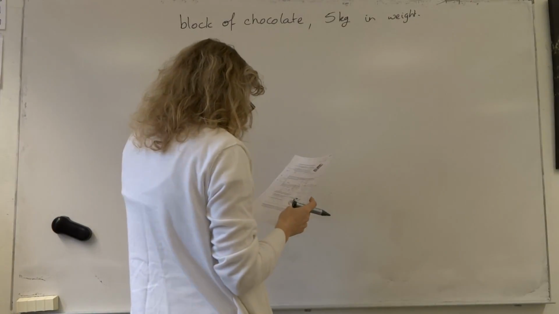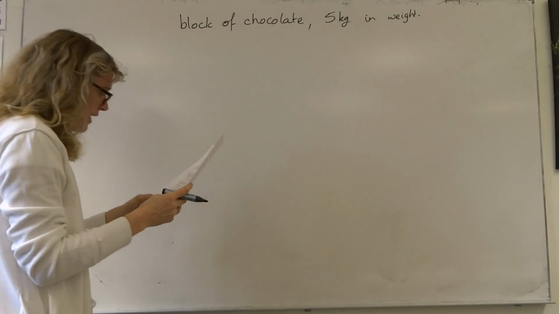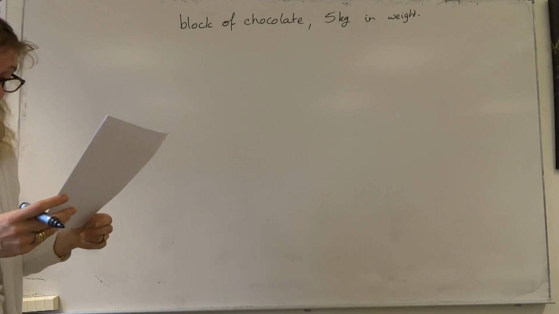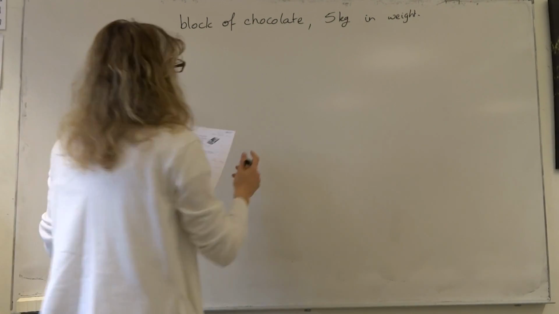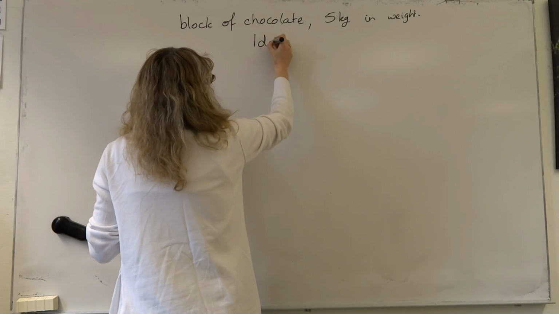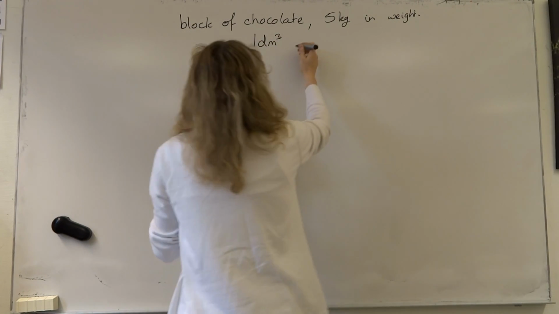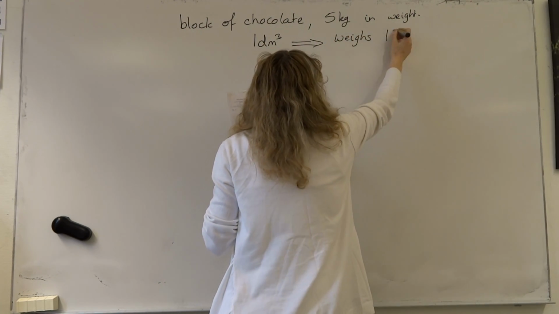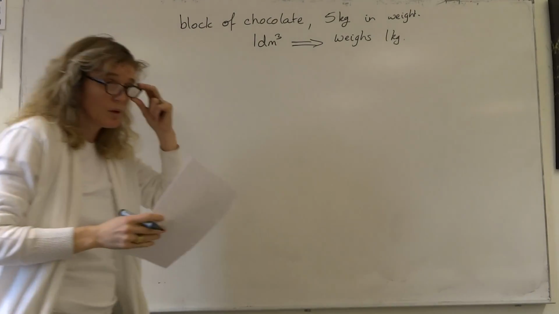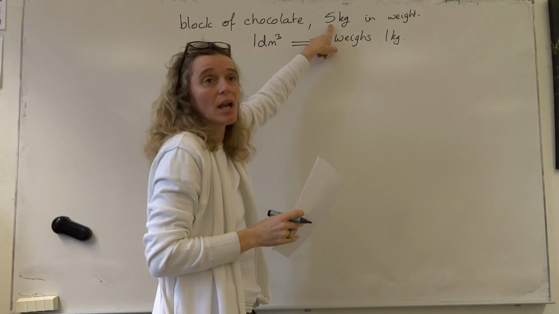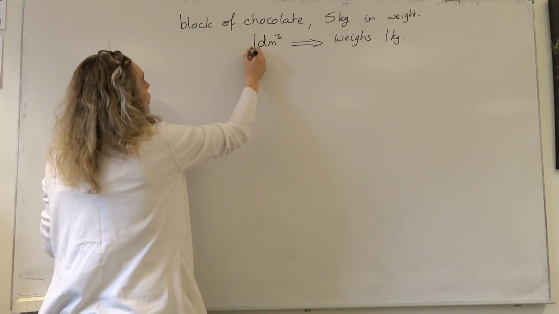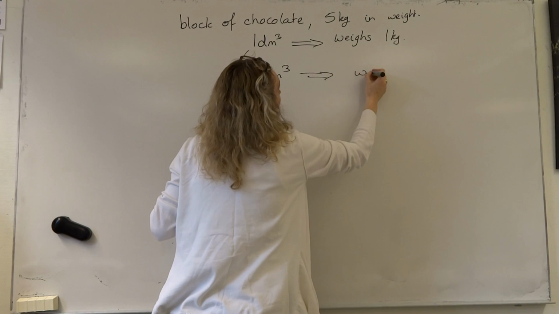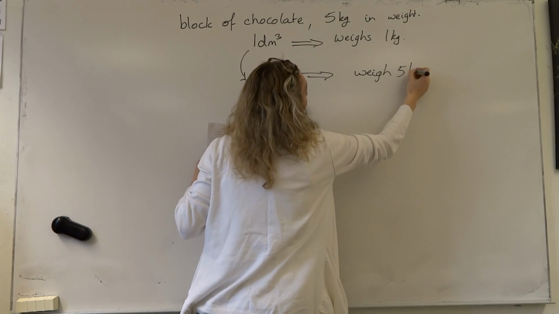So the weight of the chocolate is 5 kilos. Give 2 suggestions for the dimensions that the block could have. Well, what have they told us? They've told us that 1 decimeter cubed of chocolate weighs 1 kilo. So if we'd like to make 5 kilos, then we're going to need to make a block of chocolate that is 5 decimeters cubed. That's going to weigh 5 kilos.